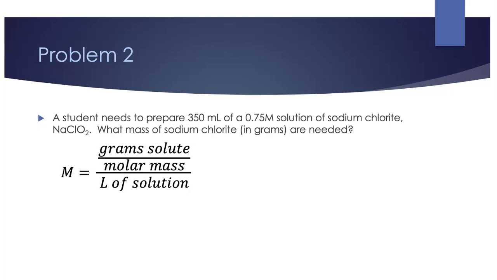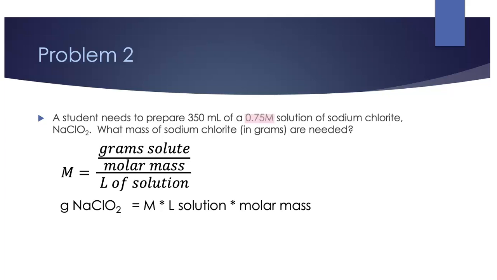Going back to our molarity formula, and again, I'm using the version where I've substituted in the grams over the molar mass version of the equation, but I need to find the grams of the solute. So you remember, we know how to rearrange this to calculate the grams of the solute, which is the sodium chlorite: the molarity times the volume of the solution in liters times the molar mass of sodium chlorite.